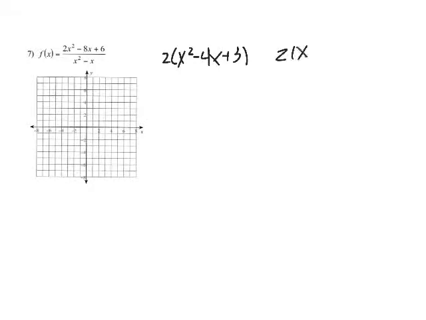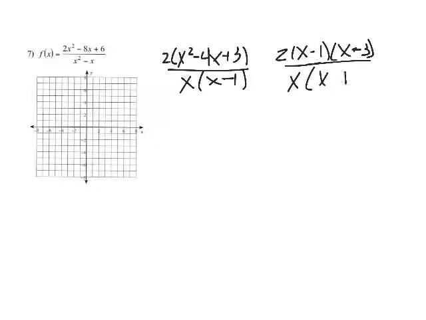The very first thing that I'm going to do is take my numerator and my denominator and factor them. The numerator: I'm going to factor 2 out, and I'll have x squared minus 4x plus 3, which of course would also be 2 times the quantity x minus 1 times x minus 3. And then my denominator, I'm going to factor out an x, so I get x times x minus 1.